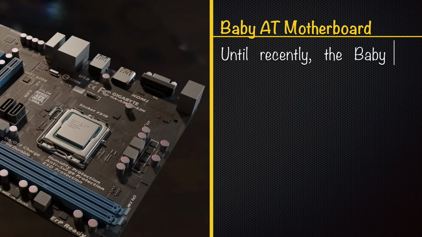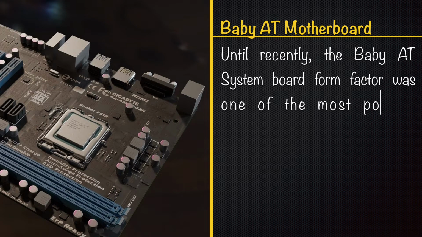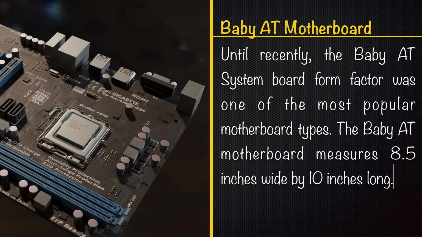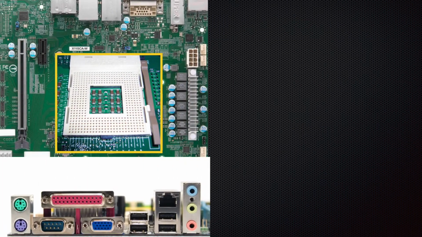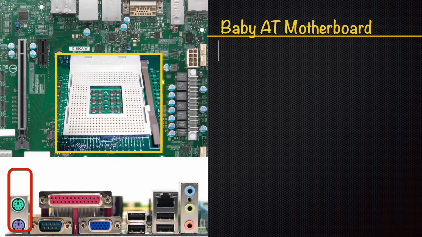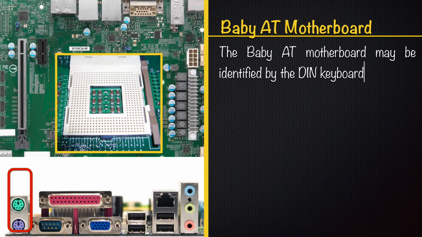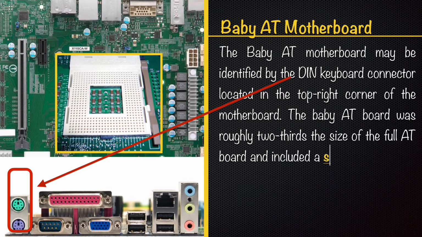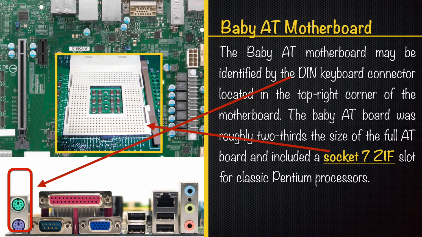Until recently, the baby system board form factor was one of the most popular motherboard types. The baby motherboard measures 8.5 inches wide by 10 inches long. The baby motherboard may be identified by the DIN keyboard connector located in the top right corner of the motherboard. The baby board was roughly two-thirds the size of the full board and included a socket 7 ZIF slot for classic Pentium processors.